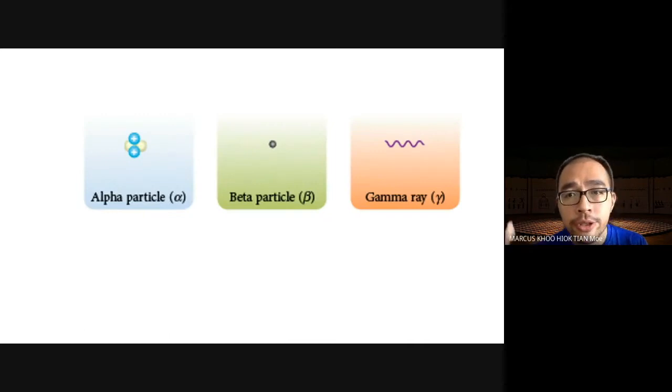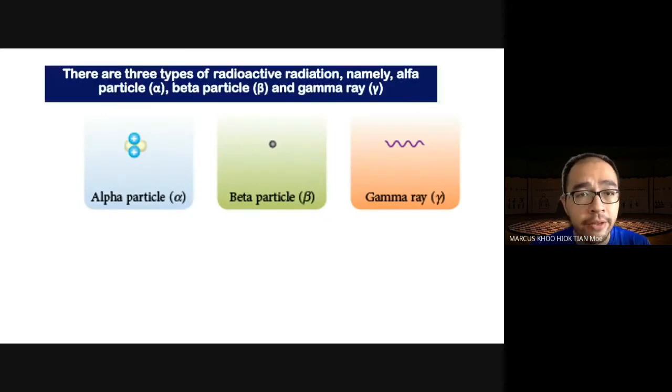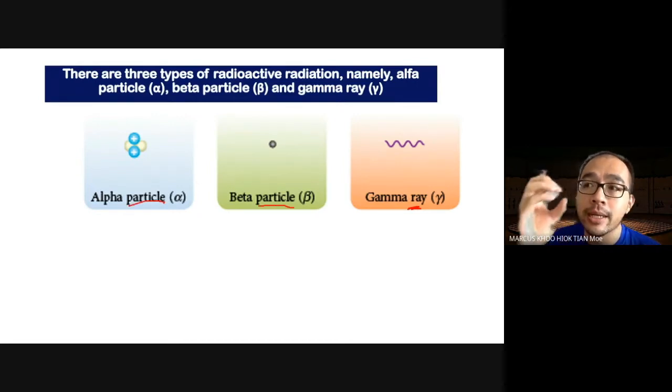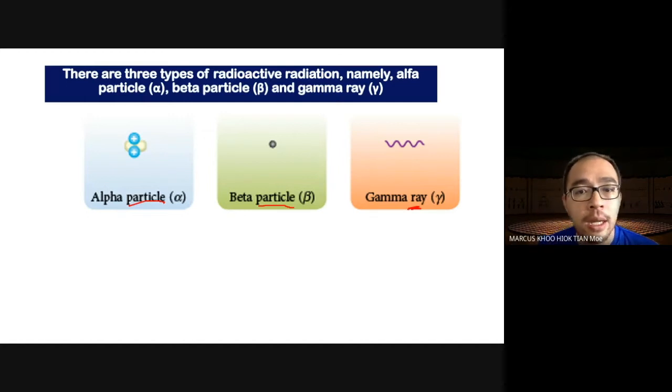Now, the three types of radioactive radiation, or radioactive rays, sinaran radioaktif. There are three types: the alpha particle, the beta particle, and the gamma ray. Notice that when we talk about alpha and beta, it is a particle, meaning ada sedikit unsur yang keluar. But if it is a gamma decay, only a ray comes out. Satu sinaran saja yang keluar. But the process is still the same.